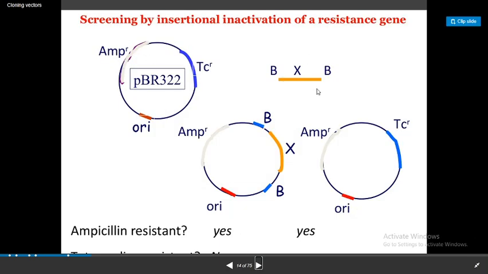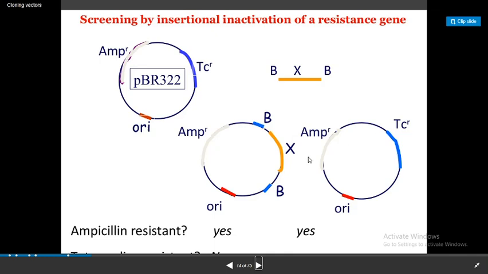But if we take a particular gene and insert it into our plasmid, some functions can disappear. That is inactivation. So this yellow colored DNA strand we are going to insert into this particular tetracycline resistant region. What happens? It gets inactivated. The tetracycline resistant activity gets inactivated. So in this plasmid now, only ampicillin is active.